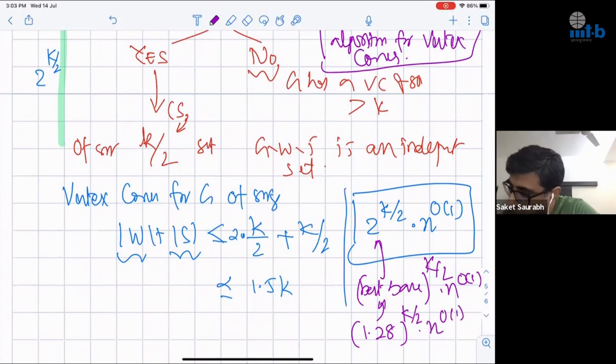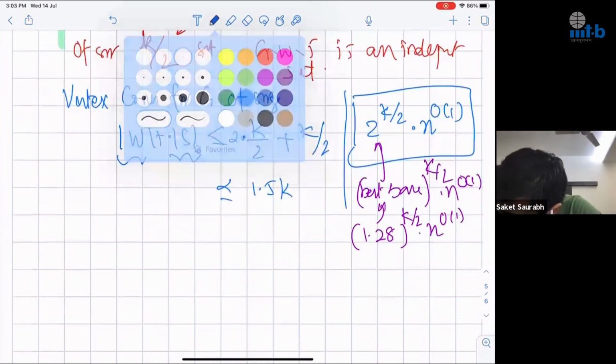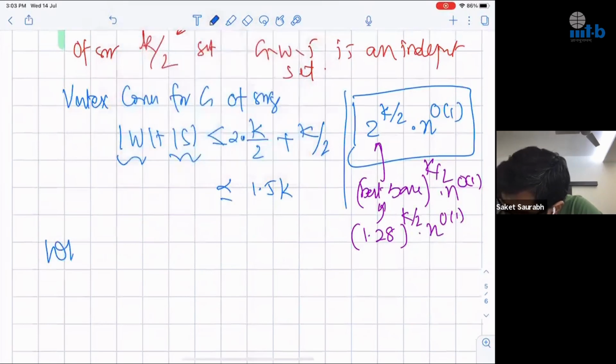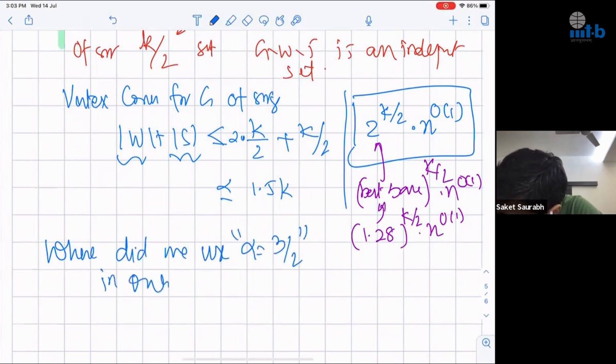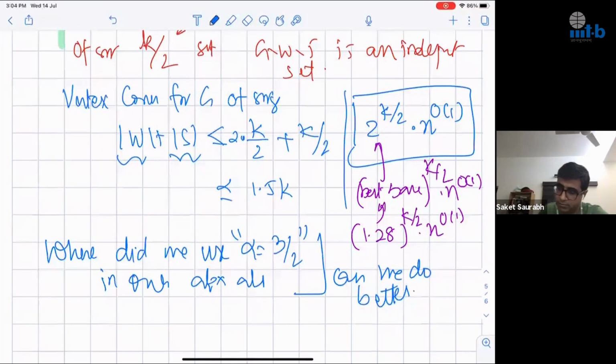Next question. Where did we use alpha equal to 3 by 2 in our approximation algorithm? Can we do better? Yeah, you could do better.